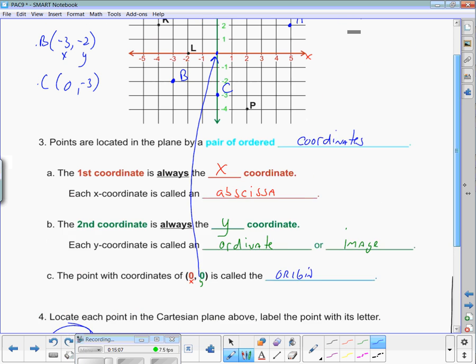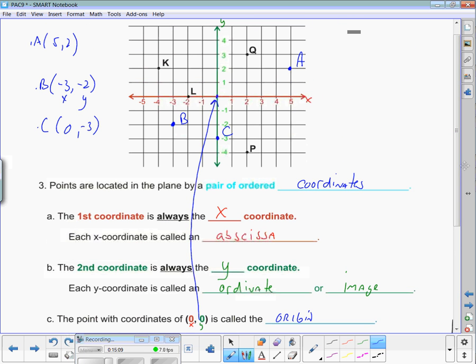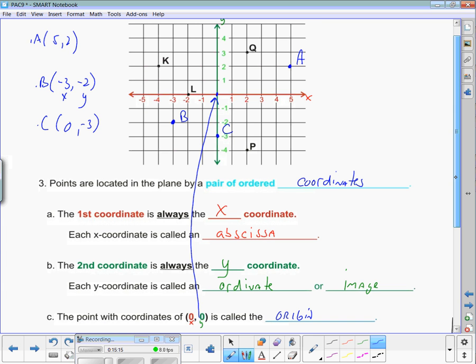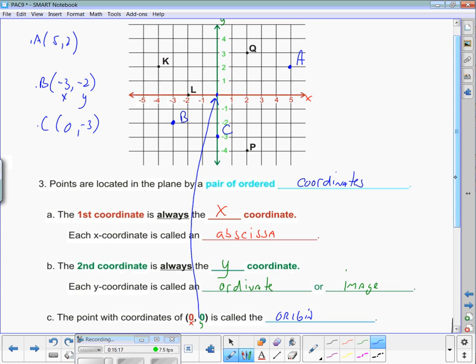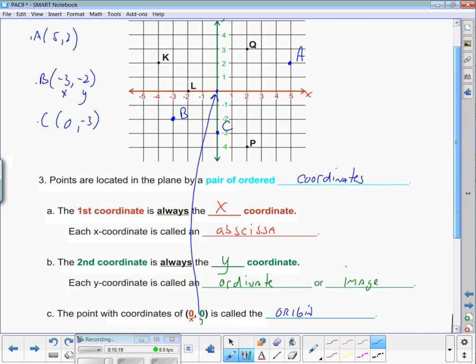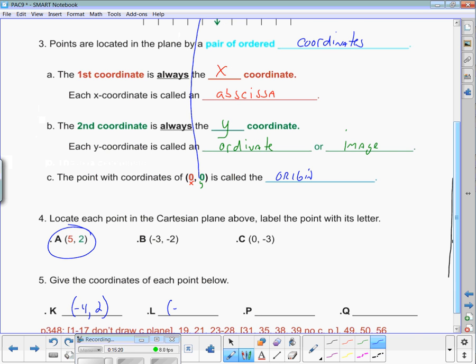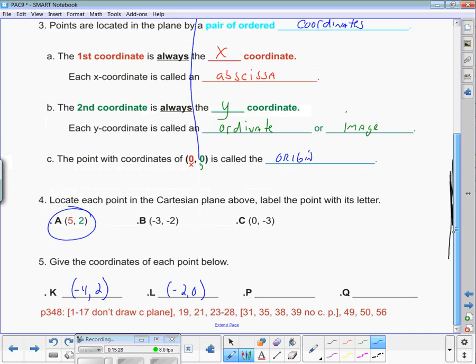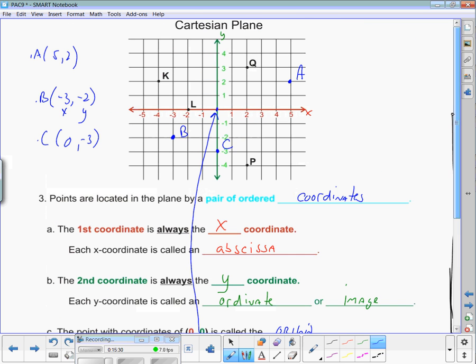Let's do point L. What are the coordinates of point L? Go ahead and pause the video if you want to do it on your own. Well, if you look, the x is -2 and the y is 0. So coordinates of L are (-2, 0). Again, I'm using parentheses. I'm using a comma between the x and the y coordinate. All right, what's left? Letter P and Q. If you want to pause the video and finish them out, go ahead and do that.